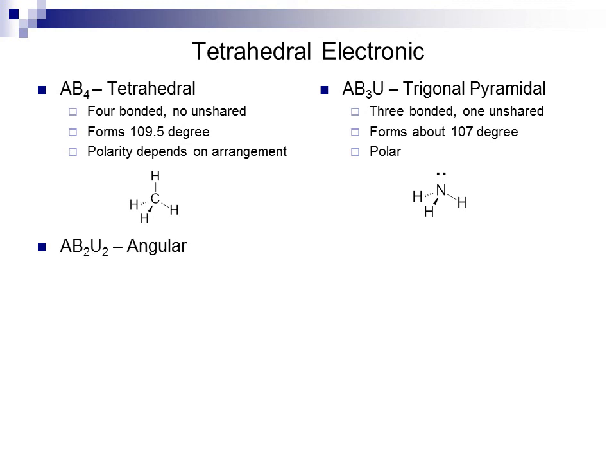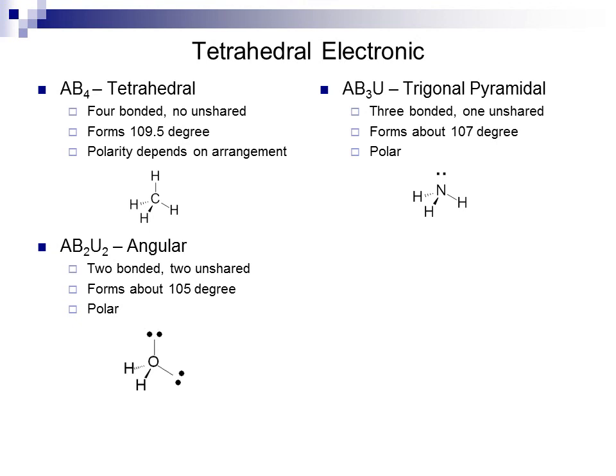If I take away yet another bonded atom, I get an angular configuration, just like I did with the trigonal planar. This has two bonded atoms and two unshared pairs. They form about a 105 degree angle between the bonded atoms because of the repulsion of those lone pairs, and they are almost always polar molecules. Looking at water, for instance, you can see how water has that same tetrahedral electronic geometry, but there is an angular geometry between the two hydrogens and the oxygen.